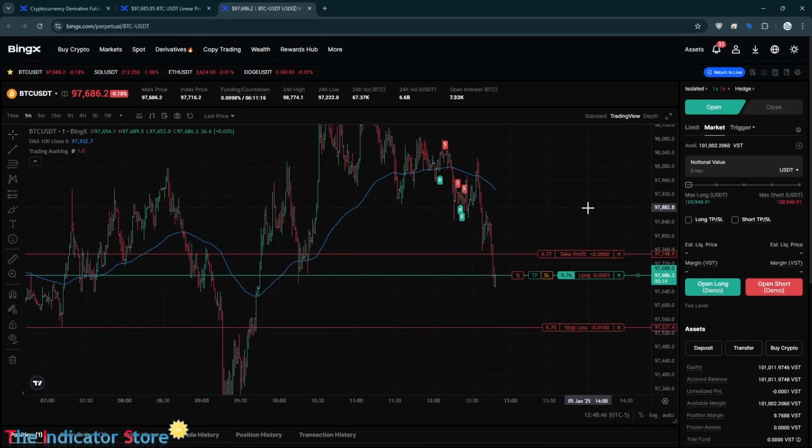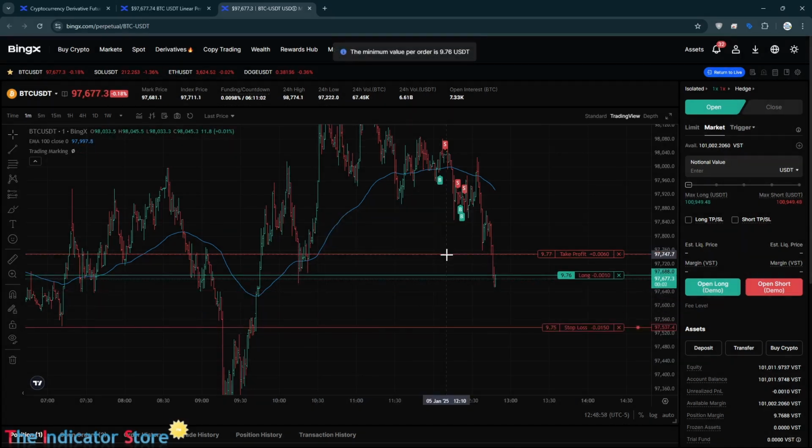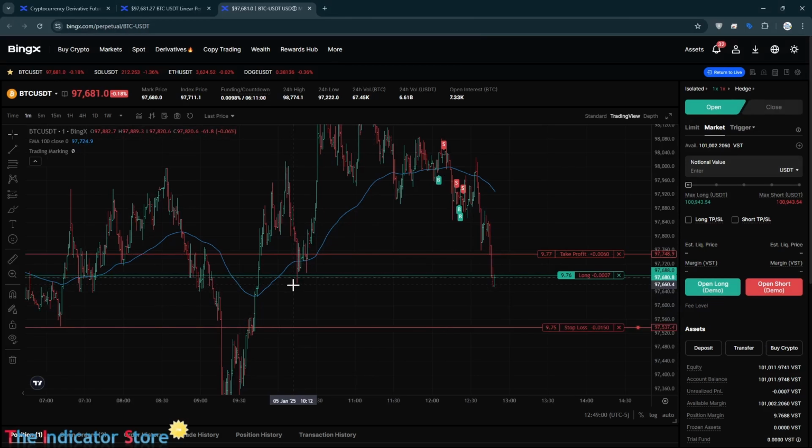We need to wait and see what happens. I am going to pause the recording and increase the speed because it is going to be boring to wait for the finish of this trade, okay? By the way, I'm going to place the stop closer to the price action.